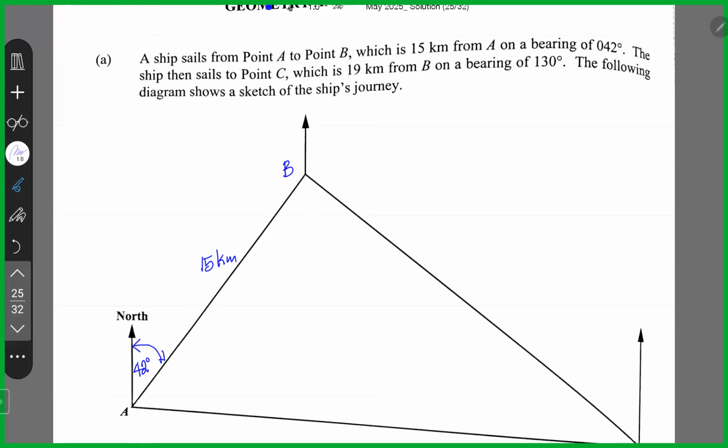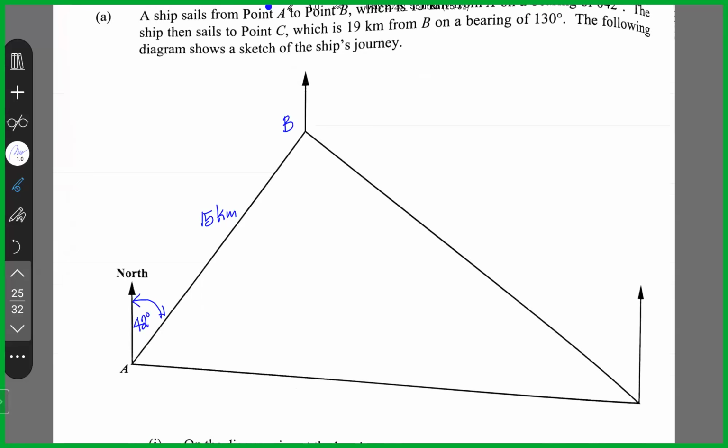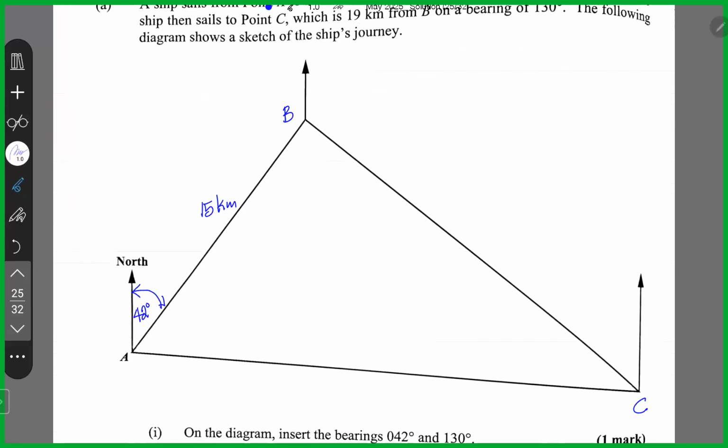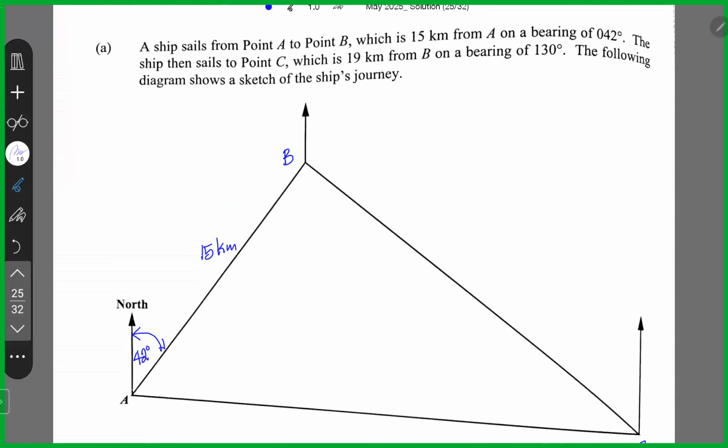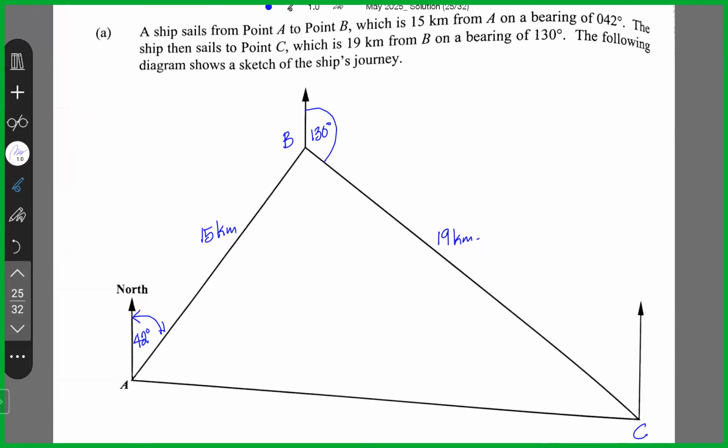The ship then sailed to C, which is 19 kilometers from B, on a bearing of 130 degrees. The following diagram shows a sketch of the ship's journey.